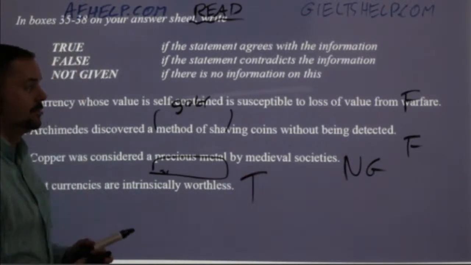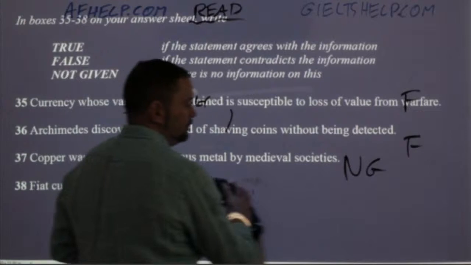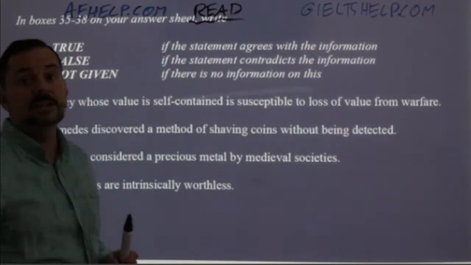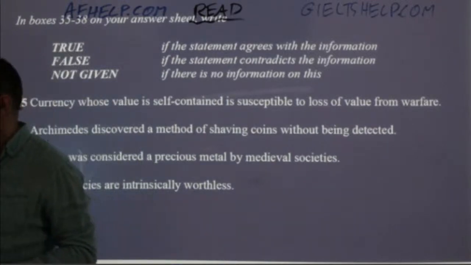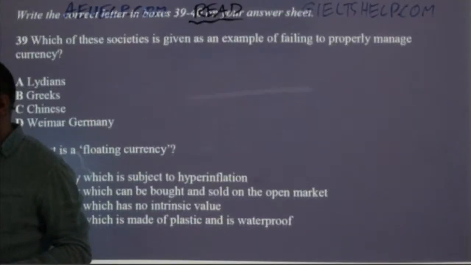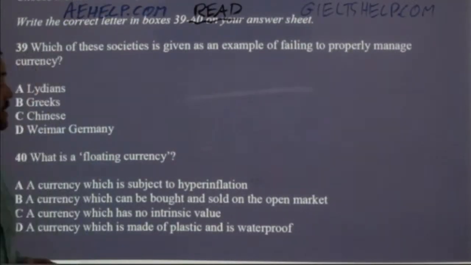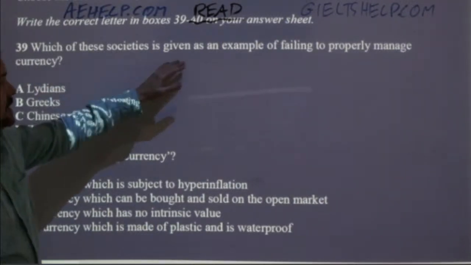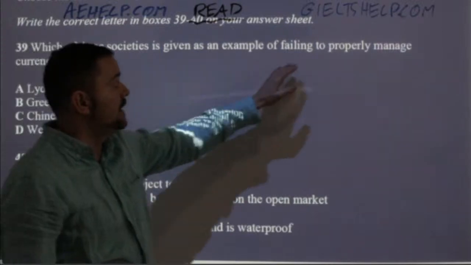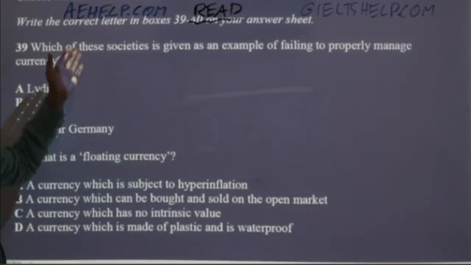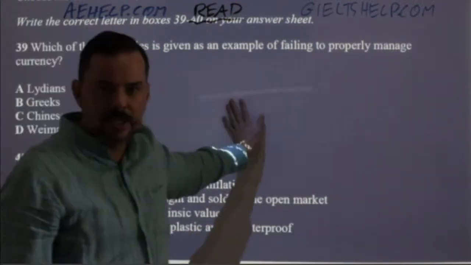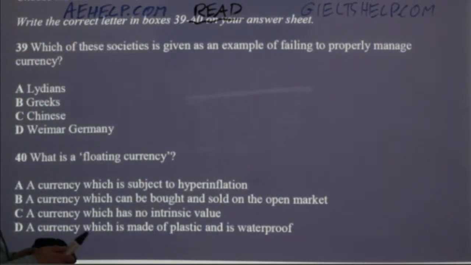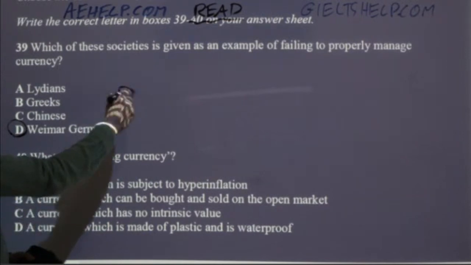Okay. All right, so false, false, not given, true. Good. Everybody clear on those? Hopefully, yes. All right, last two, the multiple choice. I always answer these by myself first. Which society is given as an example of failing to properly manage currency? That was Weimar Germany. We've gone back to that example several times. D it is, Weimar Germany.